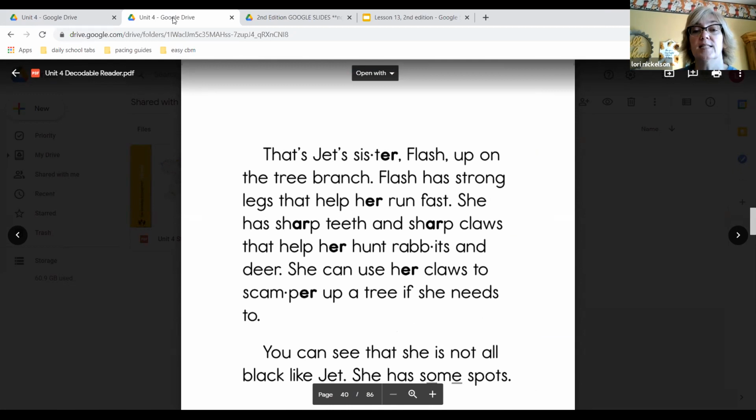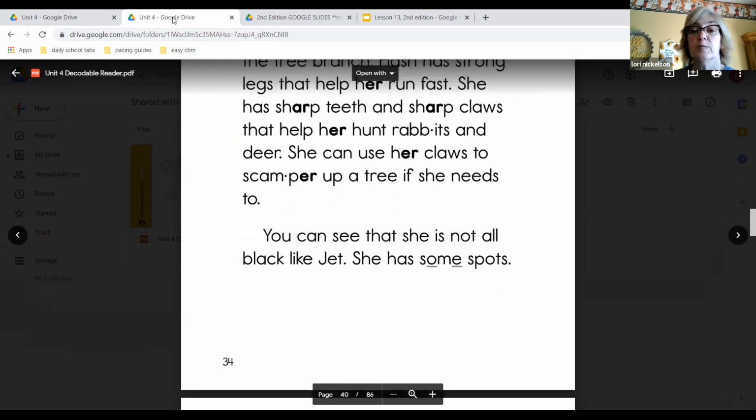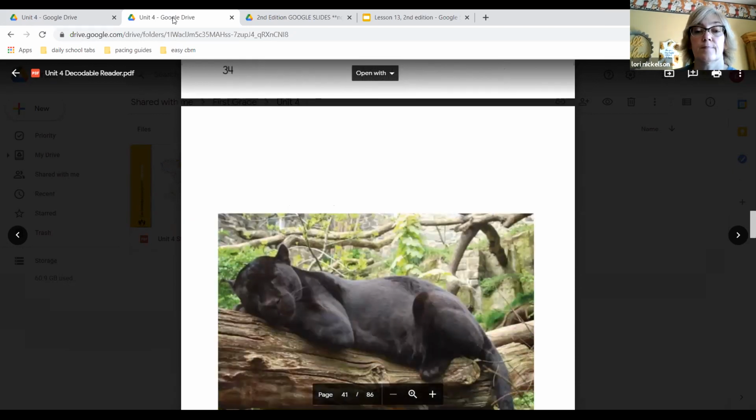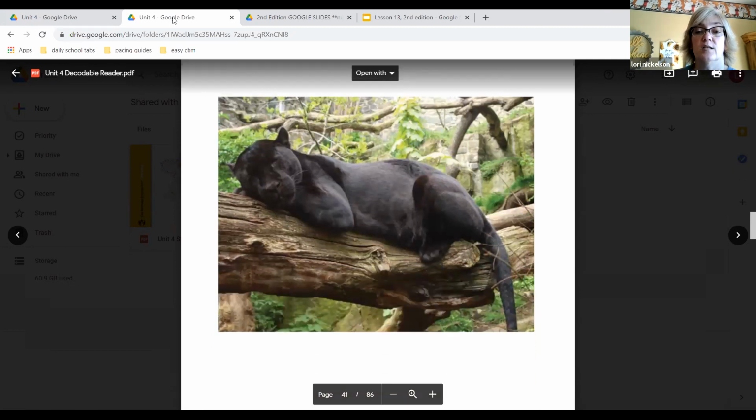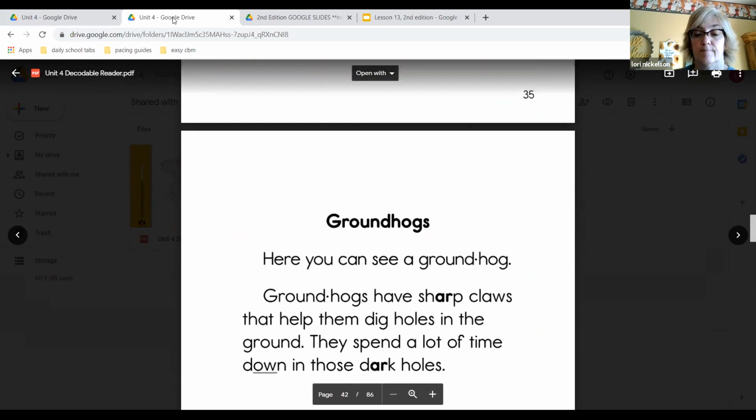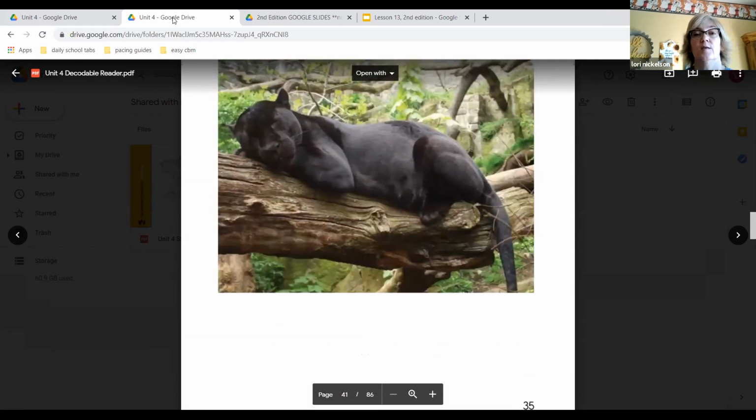Flash has strong legs that help her run fast. She has sharp teeth and sharp claws that also help her hunt rabbits and deer. She can use her claws to scamper up a tree if she needs to. You can see that she is not all black like Jet. She has some spots. So there's Flash and Jet, brother and sister. Okay, so let's go back to our slides.